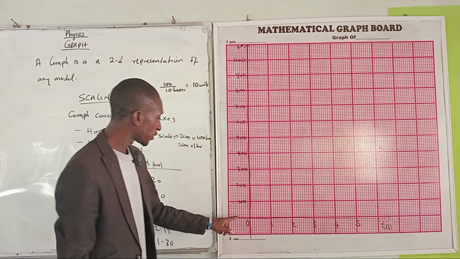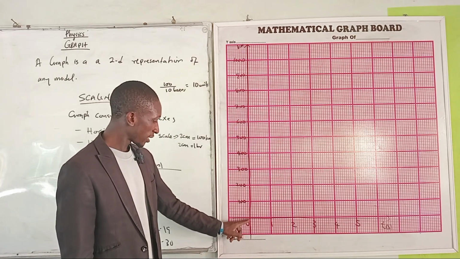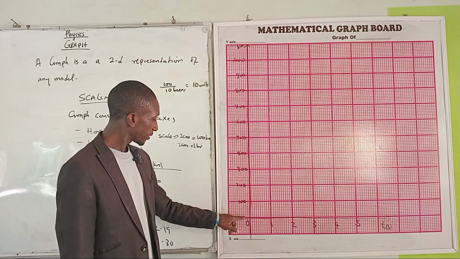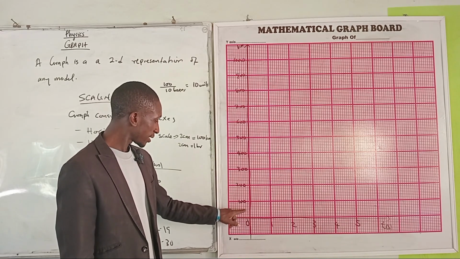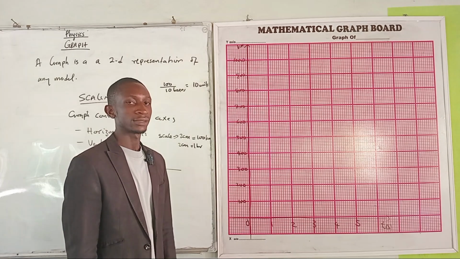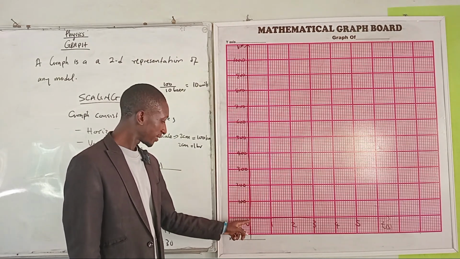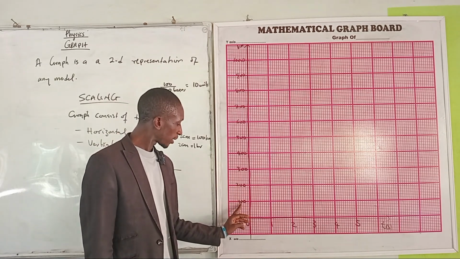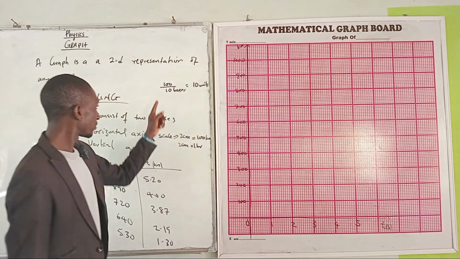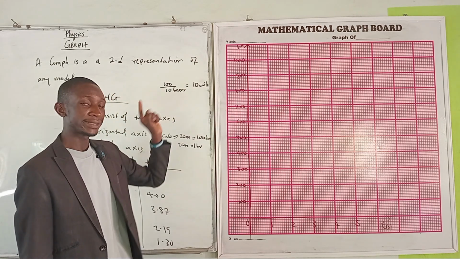So each of these boxes is equivalent to 10 kilometers. So let's check. If this is 0, the first small box is 10, the second box 20, next 30, 40, 50, 60, 70, 80, 90, 100. It makes sense, right? If here was 10, divided by 10 boxes, you discover that each of these is 1. Because our first value here is 100, we divided it by 10 boxes. It gave us the value of each small box as 10 units.